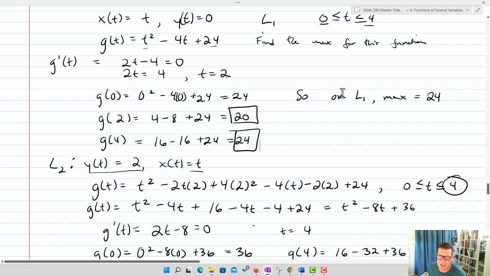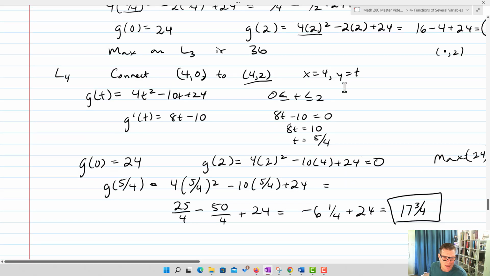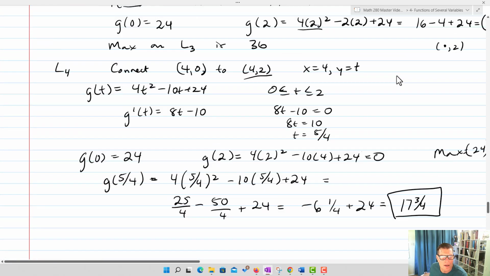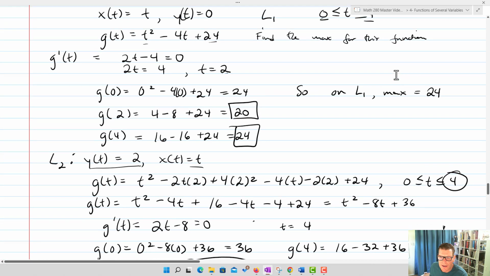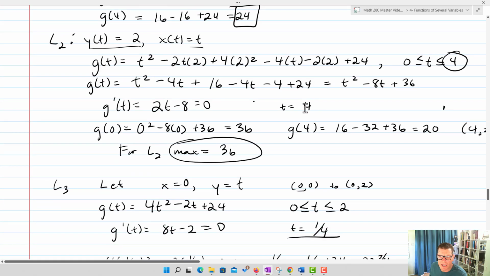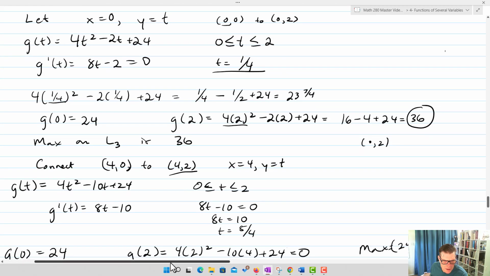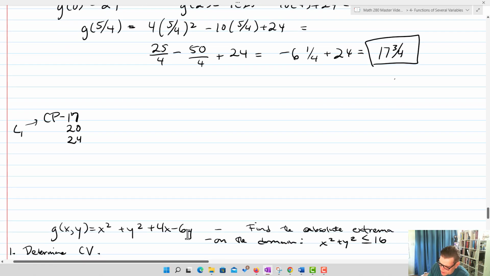I'd like to keep a running tally as I'm working. So line 1, I've got 20 and 24. Then if I look at line 2, I've got 36 as one of my values, and 20 for G4. So that's line 2, which gives me 20 and 36.